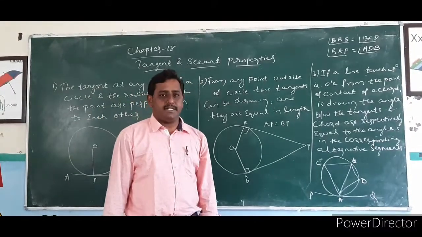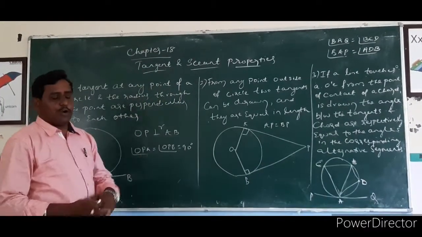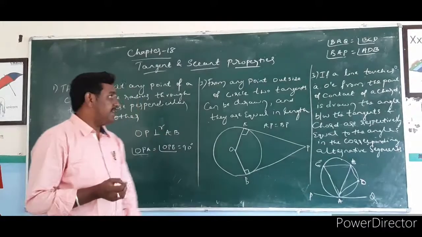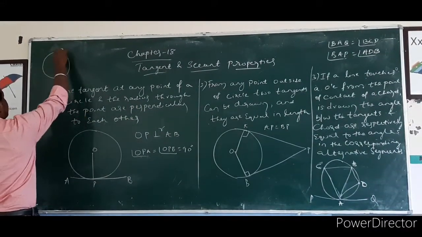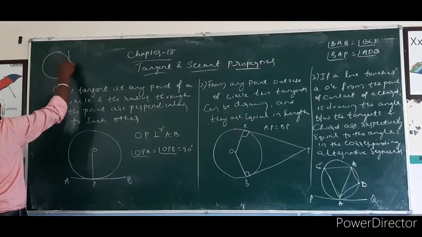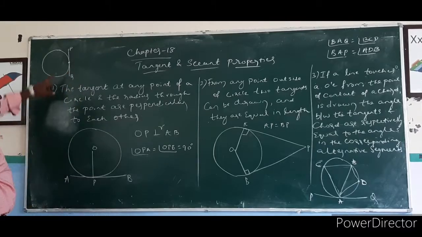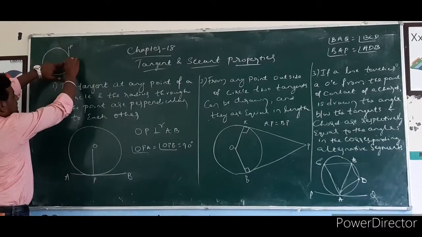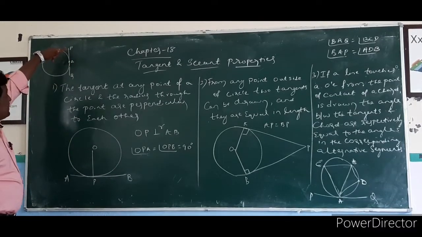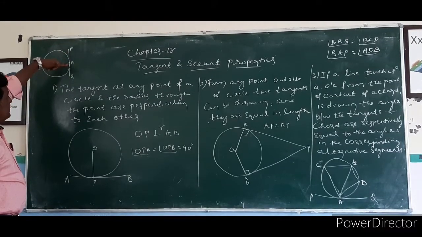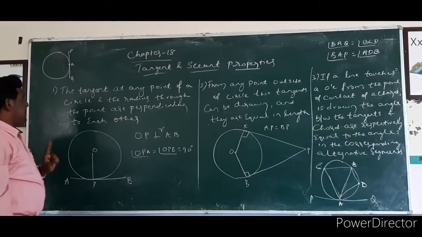Tangent means what? Secant means what? You already know the meaning of tangent and secant. Tangent means a line that touches a circle at only one point. This PQ is a straight line that touches the circle at a single point A. That means this PQ is the tangent of the circle. It touches a single point, so it is called a tangent.